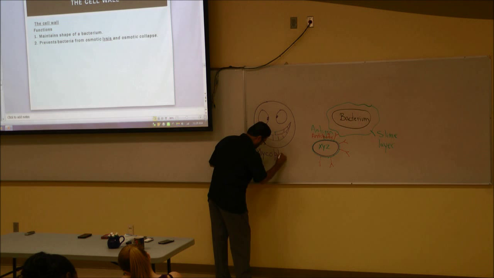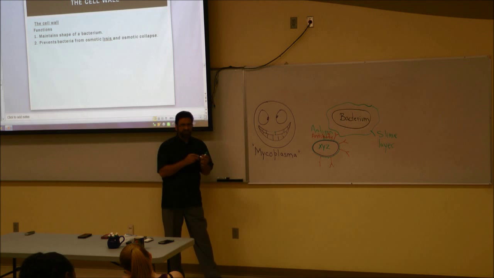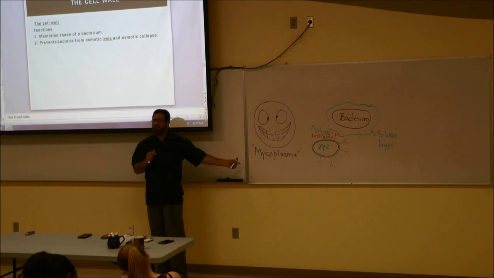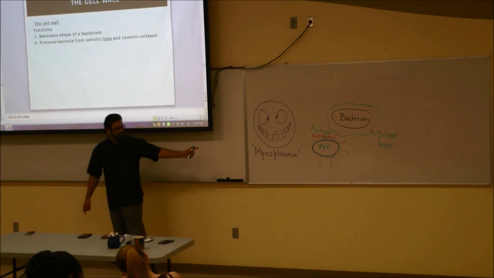Mycoplasma is a bacterium that does not have a cell wall. And secondly, this is the smallest bacterium known. This bacterium is the smallest one. Smallest bacterium known. Okay?